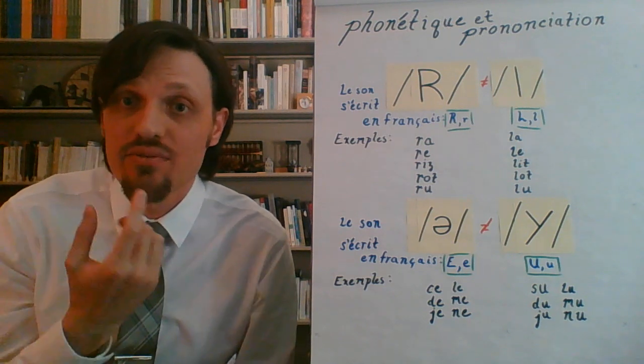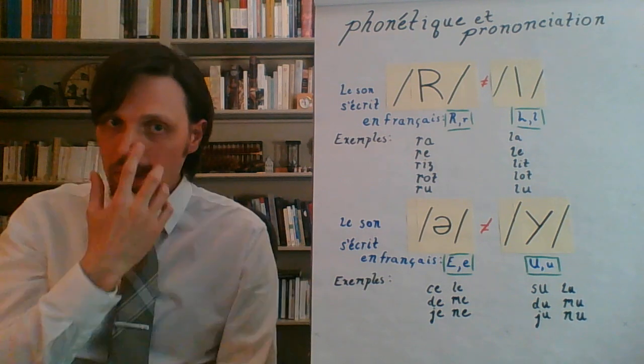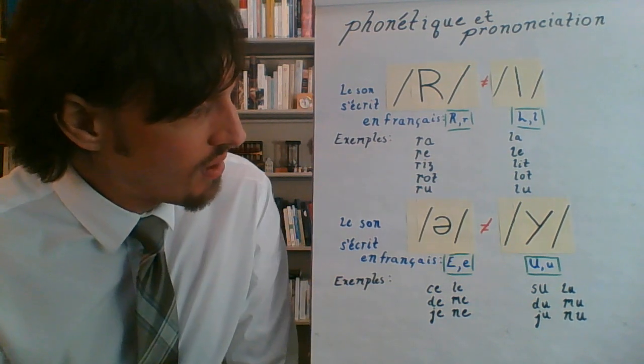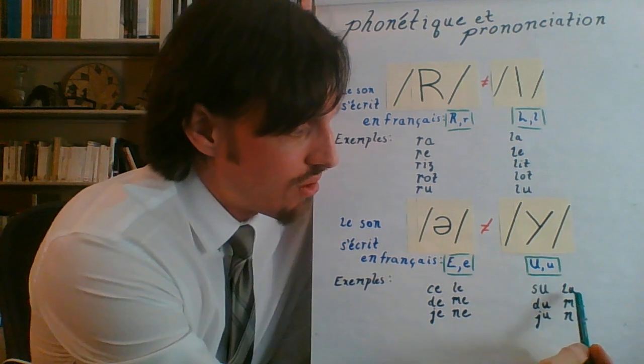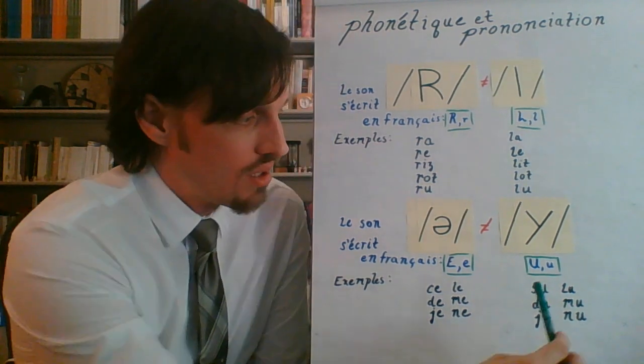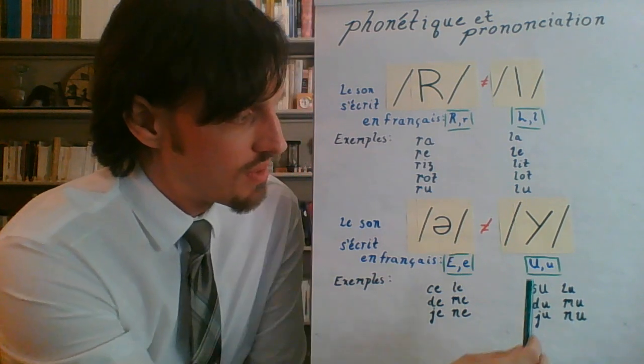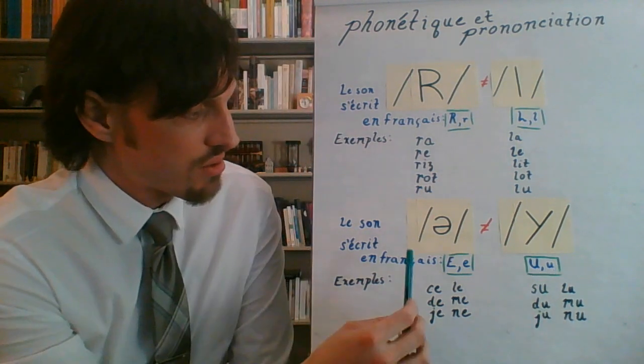U. Okay, and yes, it's going to feel very exaggerated at first, but that's okay. U. All right. So this is su, lu, du, mu, ju, nu. Su, lu, du, mu, ju, nu. La lettre U. Le son s'écrit en français U.